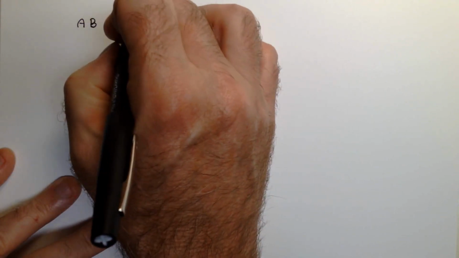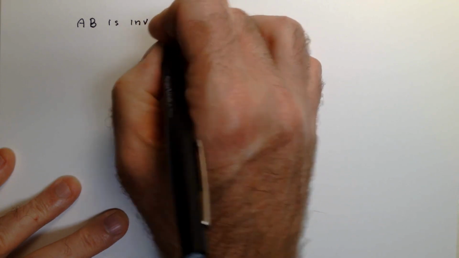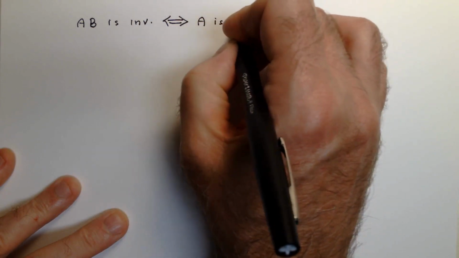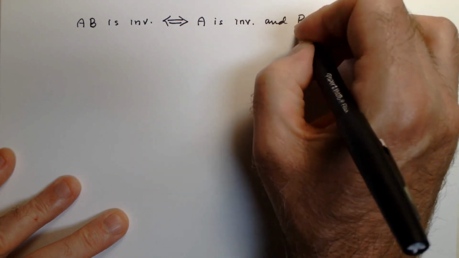All right, welcome to the document camera. Let's look at the proof of theorem 4.8. Now, before we prove theorem 4.8, I just want to mention a result that we'll need along the way. And this is just a result about matrix inverses. We could have proved this back in chapter 3. It says this. It says that the matrix product A times B is invertible if and only if A is invertible and B is invertible.